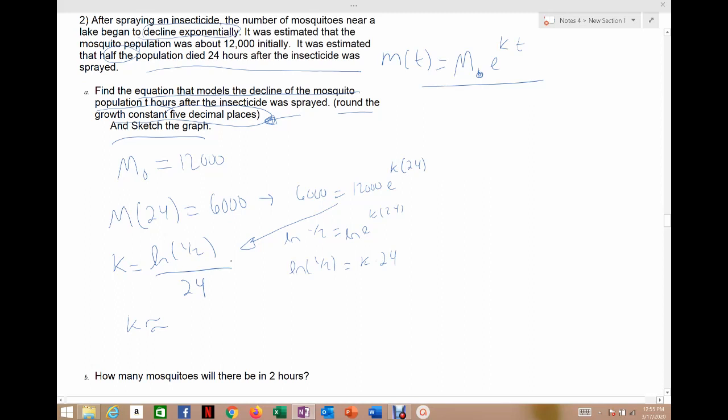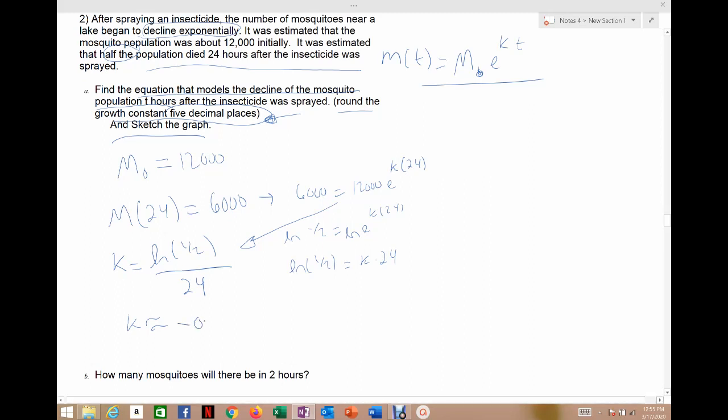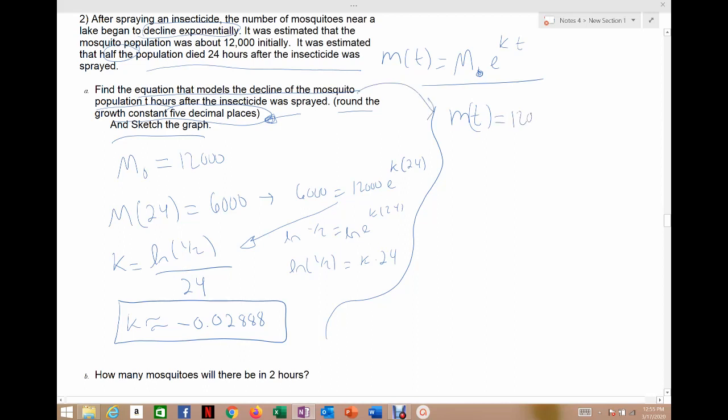Alright, so our k should come out negative since it's declining, and it does. Then I've got to make sure I round to the appropriate place, so negative 0.02888 if I round to 5 decimal places. So there's my k rounded to the 5 decimal places they asked me to round it to. Now my equation, right? They asked me for the equation, so I make sure I write it down. The equation is 12,000 e raised to negative 0.02888 times time. That'll give me the mosquito population after t hours after we've sprayed the insecticide. So I can plug in any time and find the estimated mosquito population size based on this model.